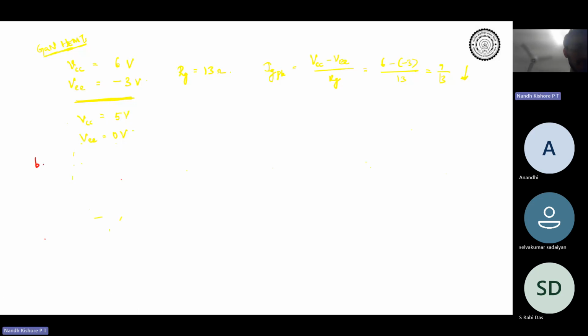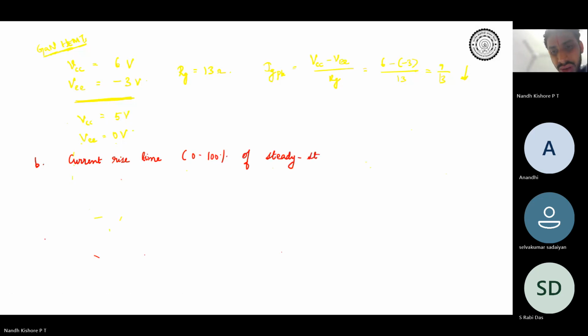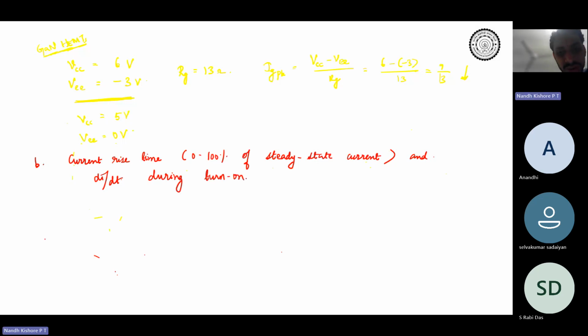So what is the current rise time, 0 to 100% of the steady state current, and what is the di by dt during turn on?